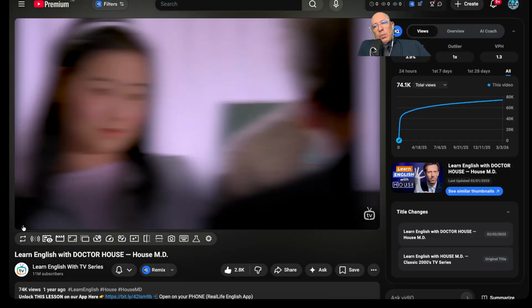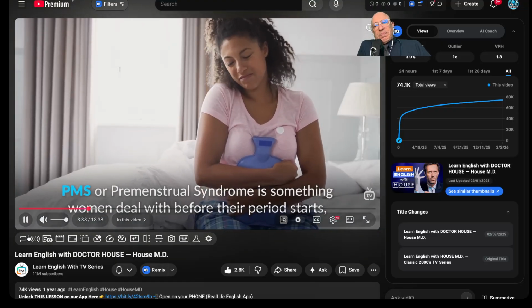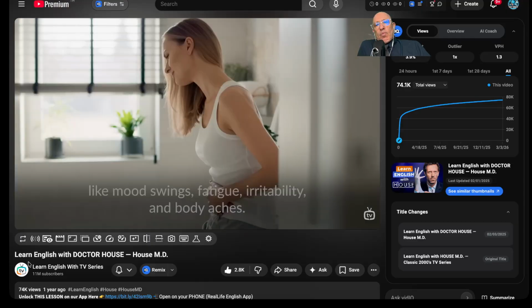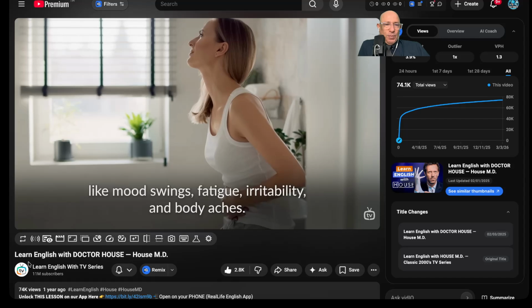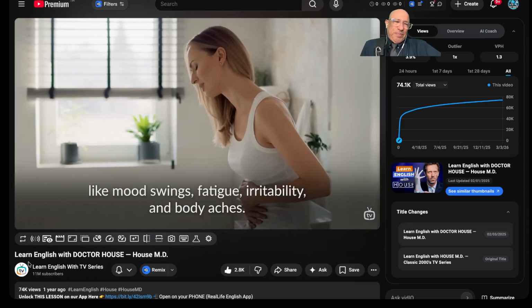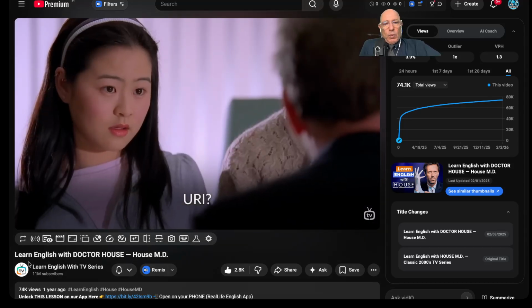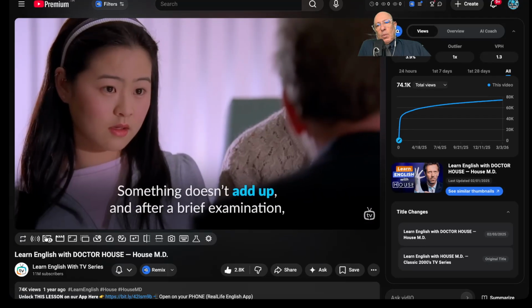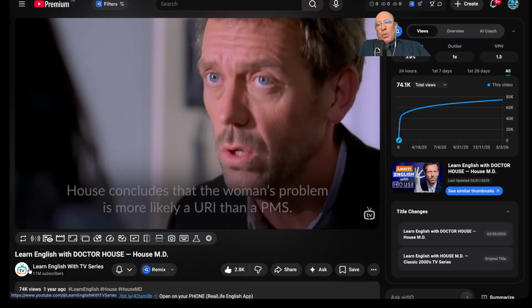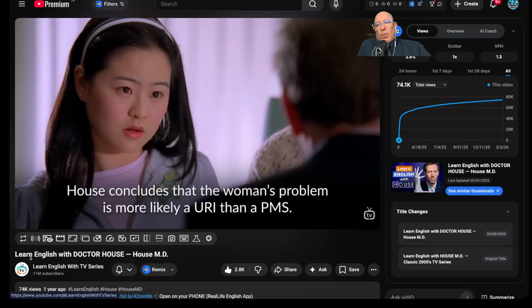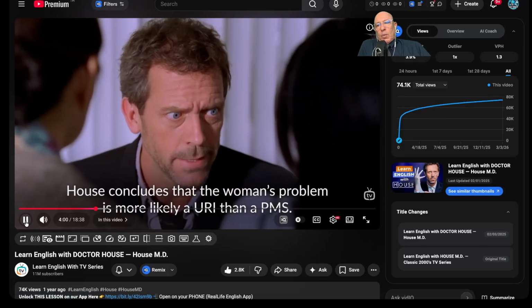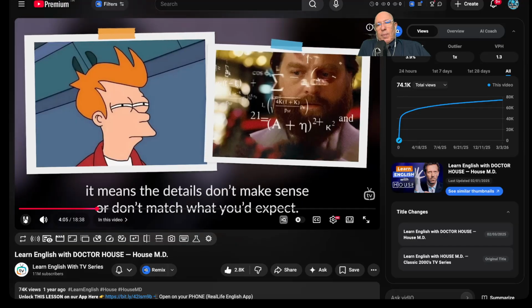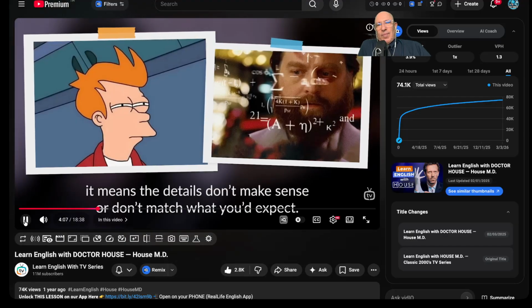PMS, or premenstrual syndrome, is something women deal with before their period starts, like mood swings, fatigue, irritability, and body aches. URI? Upper respiratory infection. Cold. Something doesn't add up, and after a brief examination, House concludes that the woman's problem is more likely a URI than a PMS. When something doesn't add up, it means the details don't make sense or don't match what you'd expect.